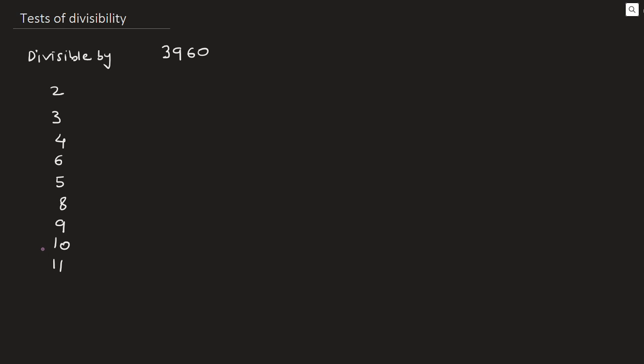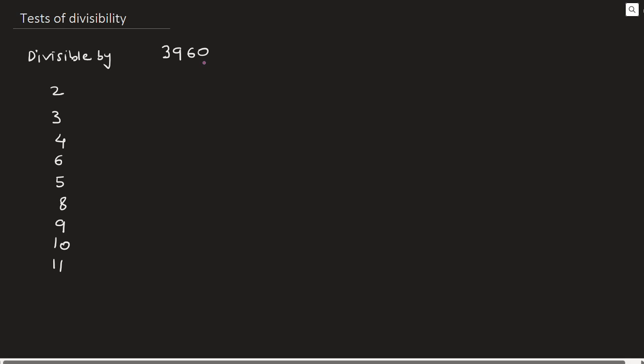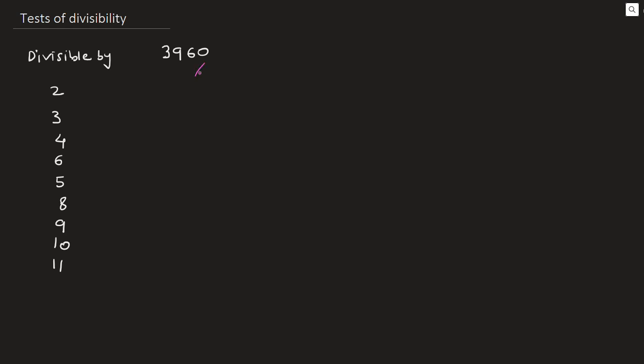Let's check them out. I have a number, 3960. I have to check whether this particular number is divisible by any of these numbers. So how do I check if this number is divisible by 2? I have to check the digit in the units place. If the digit in the units place is an even number, that is either 0, 2, 4, 6 or 8, then this number is divisible by 2.